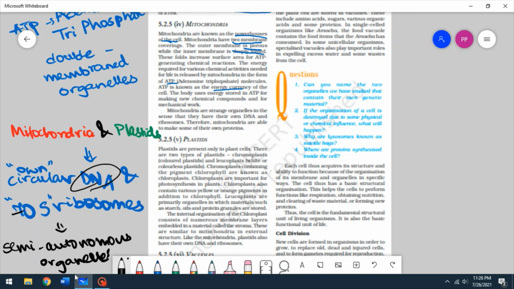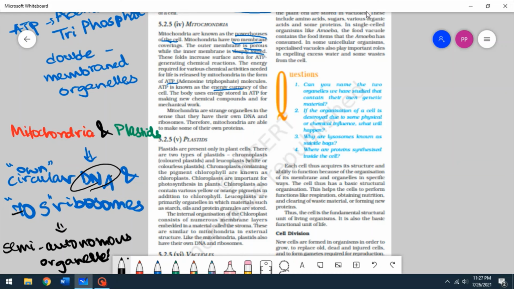Alright. Chloroplasts also contain various orange or yellow pigments in addition to chlorophyll, but it's just that the green chlorophyll pigment is dominant in them. Alright, leucoplasts are family organelles in which materials such as starch, oils, and protein granules are stored. Later, I guess later in the course, or maybe in 10th grade NCERT, we learned about the different names for starch, oil, and protein.